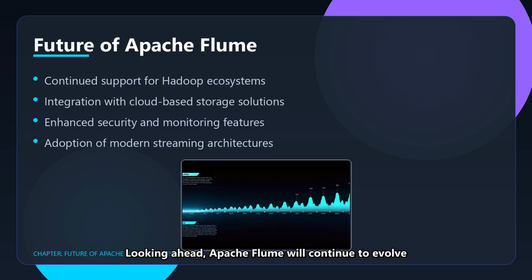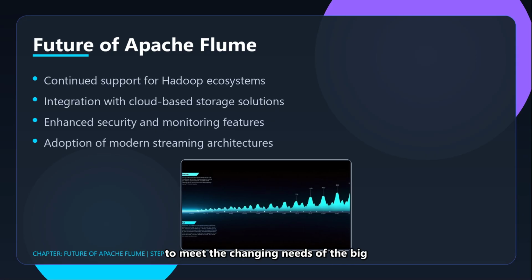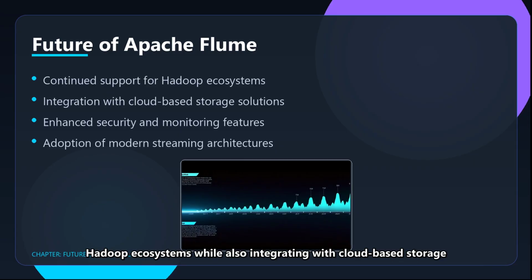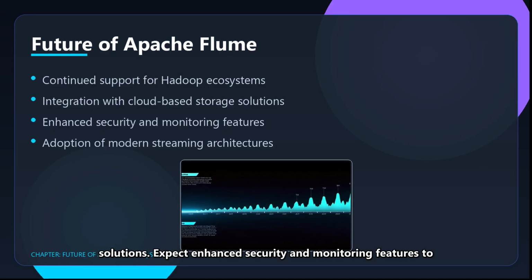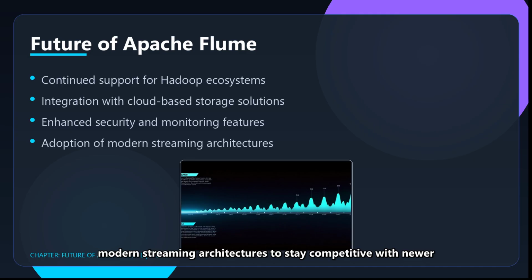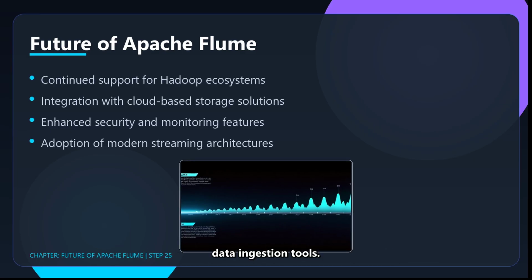Looking ahead, Apache Flume will continue to evolve to meet the changing needs of the big data landscape. It will maintain strong support for Hadoop ecosystems, while also integrating with cloud-based storage solutions. Expect enhanced security and monitoring features to address modern security challenges. Additionally, Flume may adopt modern streaming architectures to stay competitive with newer data ingestion tools.